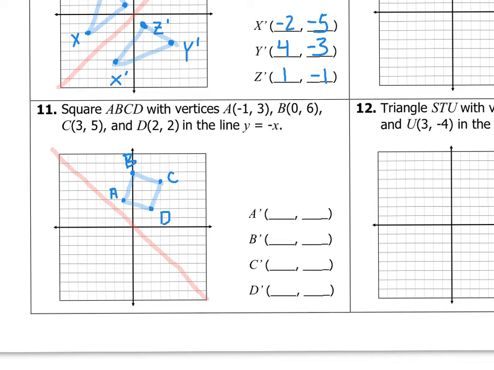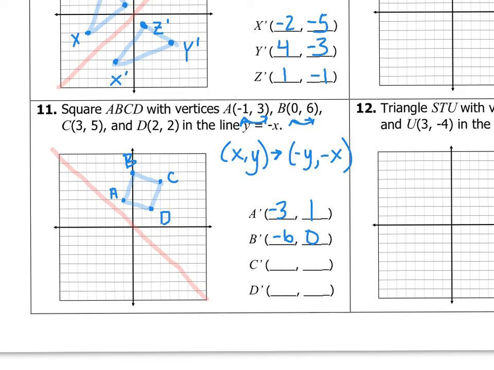I'm just going to give you the rule here so we can practice that using this logic. When you flip it across y equals negative x, you're actually going to do the opposite of y and then the opposite of x. So you're going to flip it and negate it, basically. So my new a prime, I'm going to take a, it's negative 1, 3. I'm going to flip them and negate them. So it's going to become negative 3 and a positive 1. It's the opposite of negative 1. B is 0, 6. If I flip them, it's going to become negative 6, 0, because it's the opposite of 6. 0 is just 0.